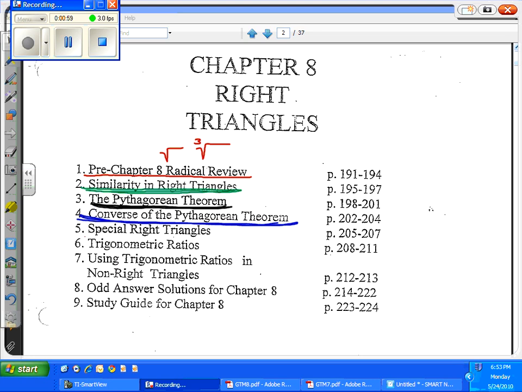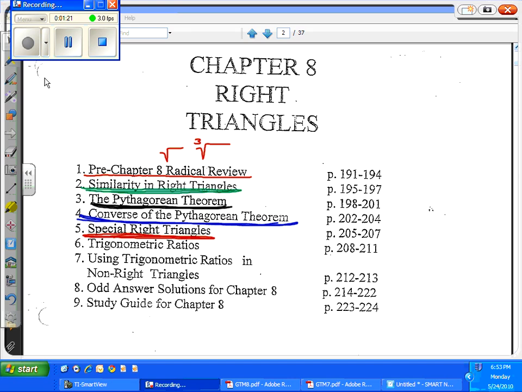Special right triangles, these are 30, 60, 90, and 45, 45, 90 triangles. These are also in chapter 9 of the Algebra 1 text. But some years I get to that, some years I don't. So this may or may not be a new concept, depending on how far you got in the Algebra 1 book.